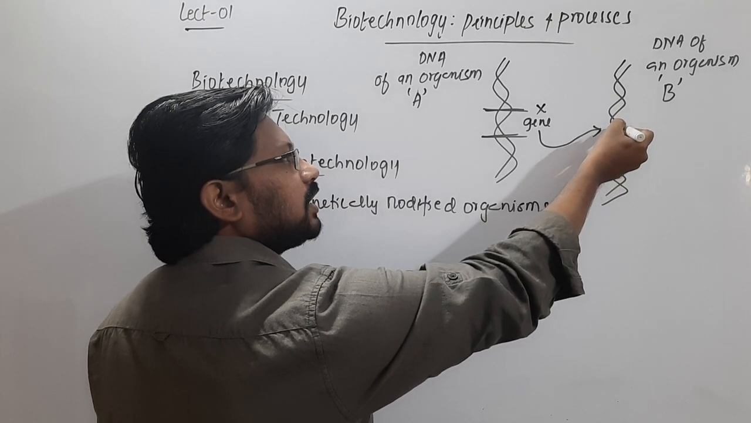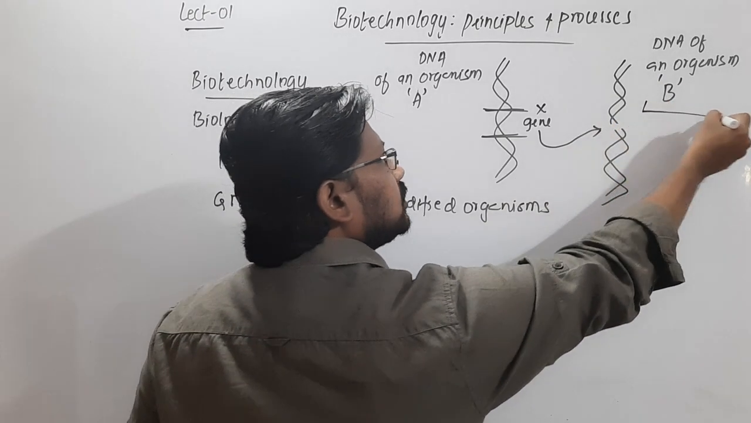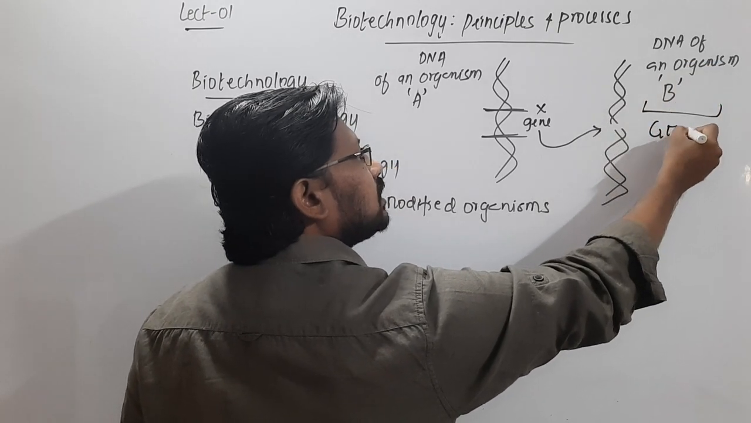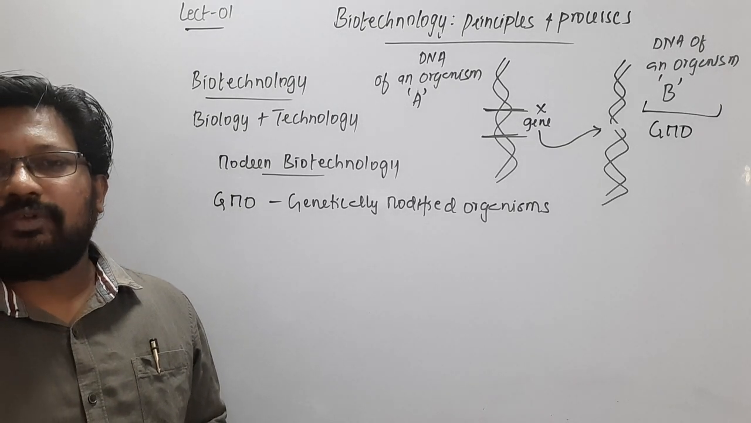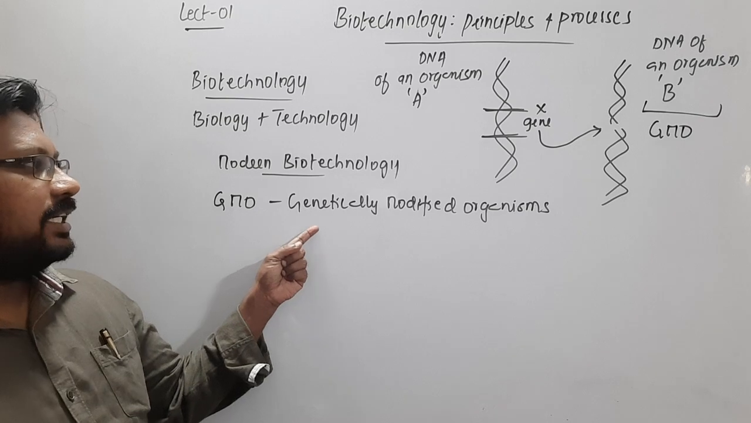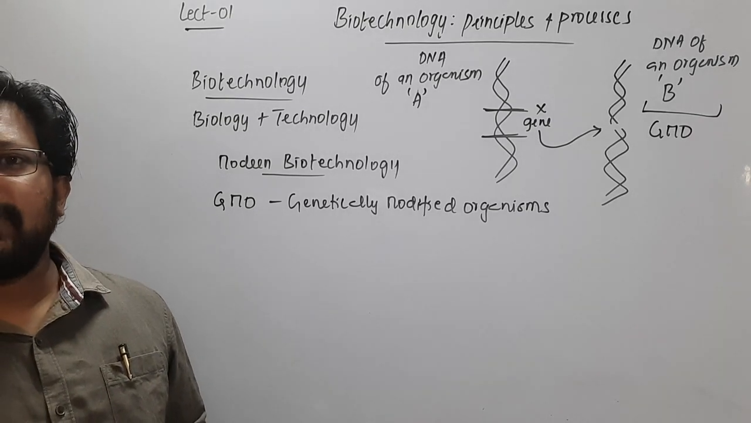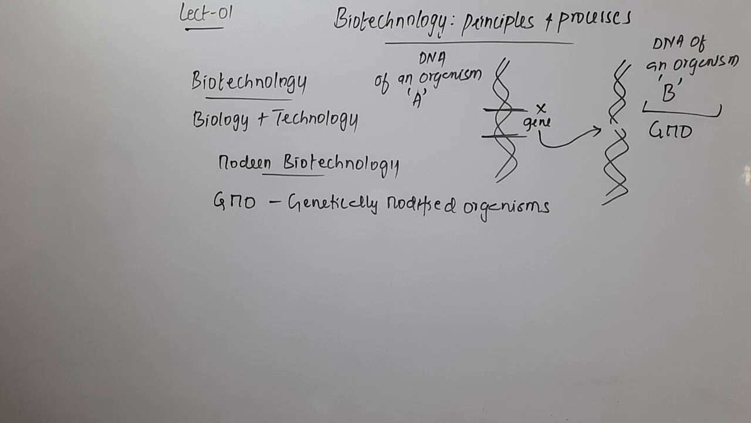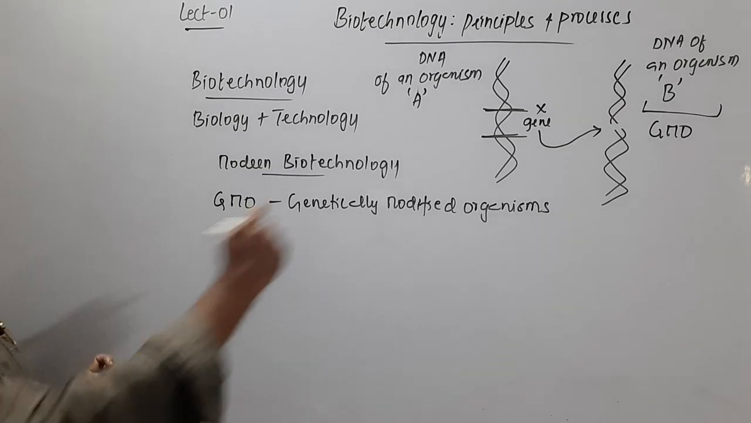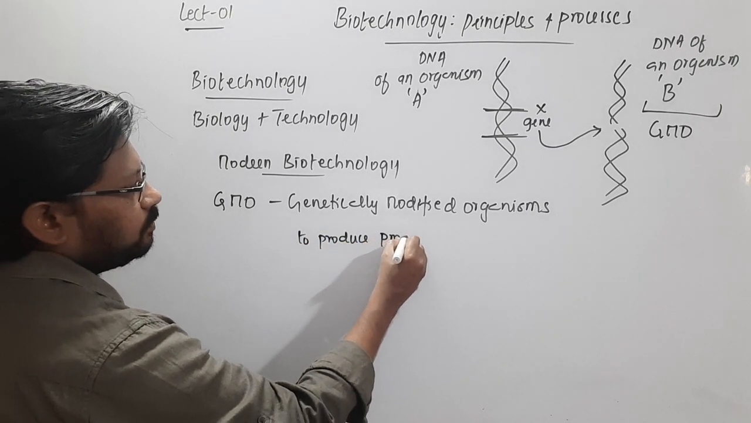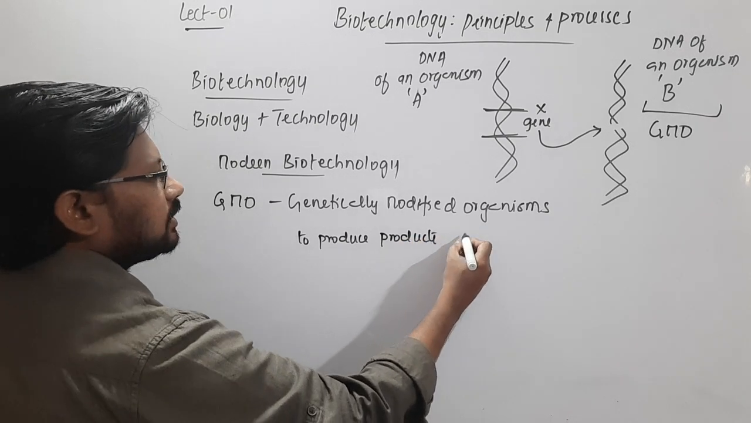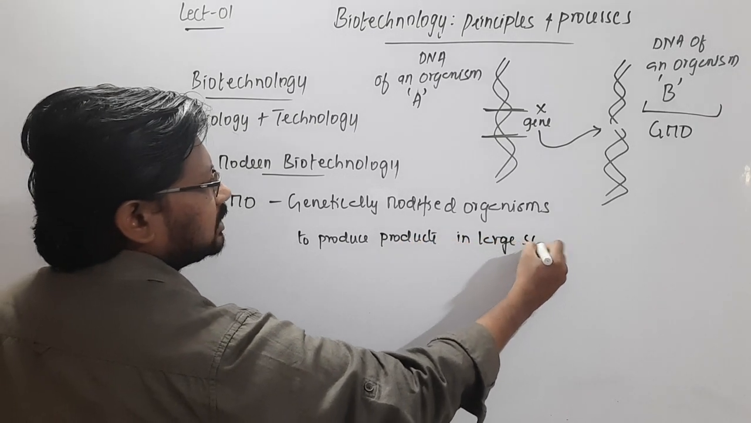So at this point, this organism B is going to become something called a GMO, because I have modified its genetic information. So it's called a genetically modified organism. So in modern terms, biotechnology will usually be dealing with these genetically modified organisms to produce products in large scale.